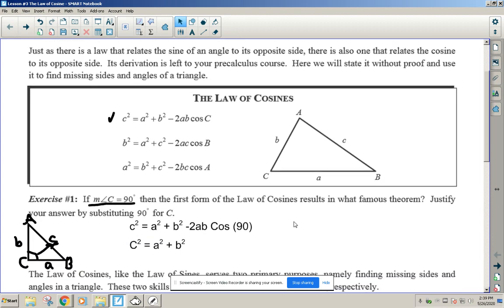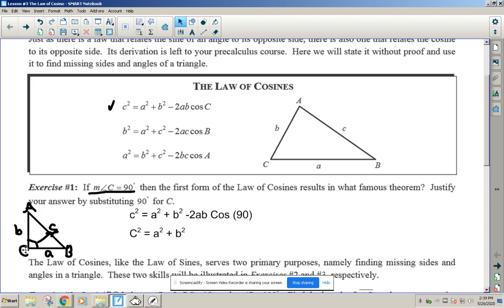So exercise 1 says, if the measure of angle C is 90 degrees, so I drew myself a little right triangle here, then the first form of the law of cosines results in what famous theorem? Well, if I follow this first one, opposite of angle C is C, so C squared is going to start, and angle C is going to end, but it's a 90-degree angle, and that's going to be equal to the length of side A squared plus the length of side B squared minus 2 times side A times side B. And then we're timesing by the cosine of 90.